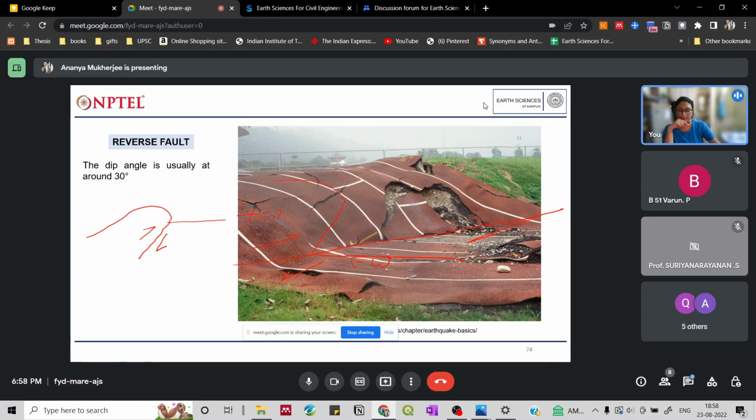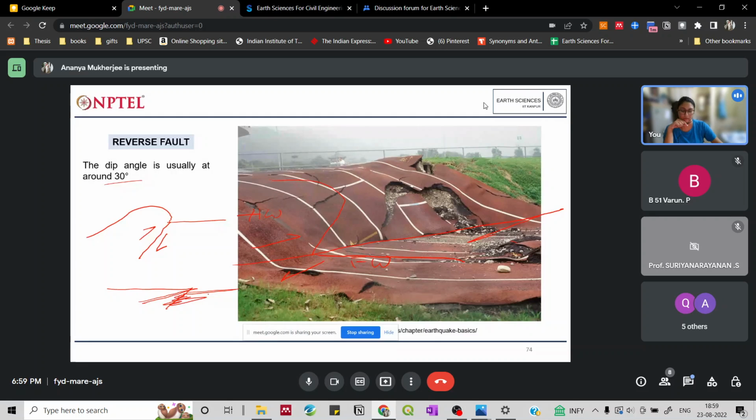Now generally these are sometimes very low angle faults, and there are some faults where the fault plane is very low angle.